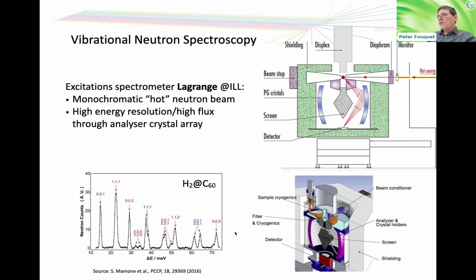And then scanning through energies, you can record a spectrum. And here's an example of hydrogen in C60 buckyballs. And you see the very lines that you can detect. And this spectroscopy, of course, covers a similar spectral range as, for example, Raman and infrared spectroscopy. But you can investigate with this samples which are not attackable with Raman or infrared, for example, because they are black and not transparent to light.